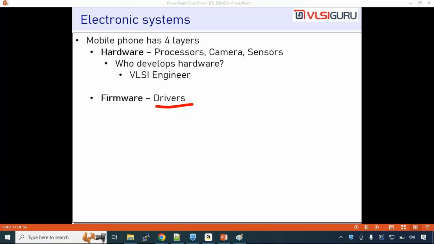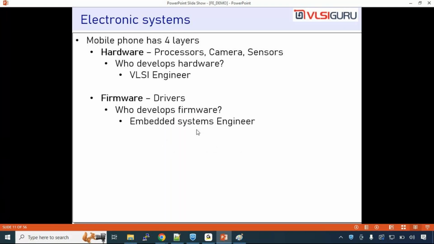Why we are discussing all this is, I want you to understand the fine difference between what is hardware and what is firmware. The people who develop firmware are called what? Embedded system engineers. Who develops firmware is called an embedded system engineer. People who develop hardware are called VLSI engineers. You understand the difference, right?